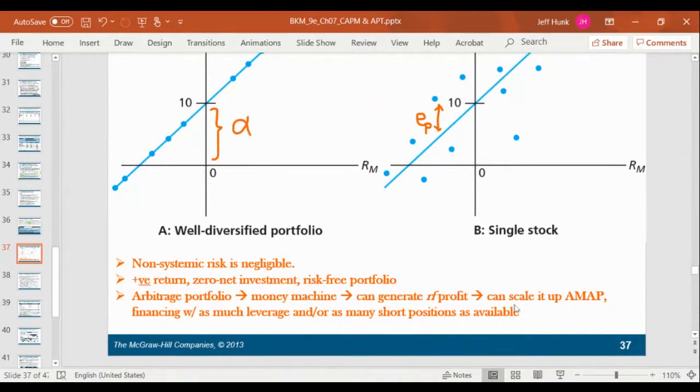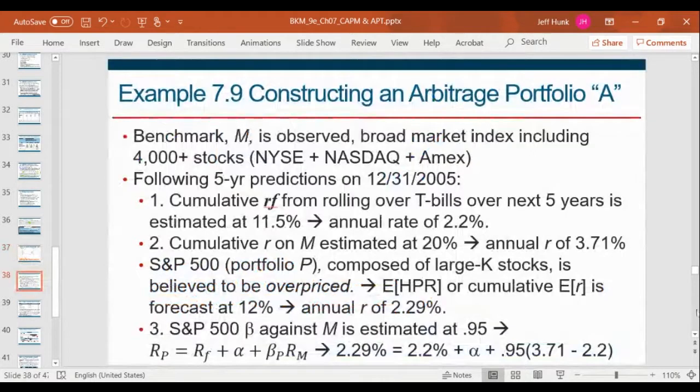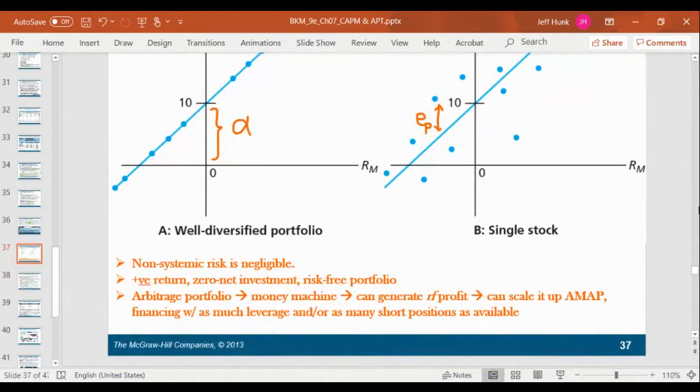So non-systematic risk is negligible in a well-diversified portfolio, and it will become a positive return, zero net investment, risk-free portfolio. So an arbitrage portfolio is a money machine. It can generate risk-free profit, and you can scale it up as much as possible, financing it with as much leverage and/or as many short positions as possible. A short position is like a leverage, isn't it, right?